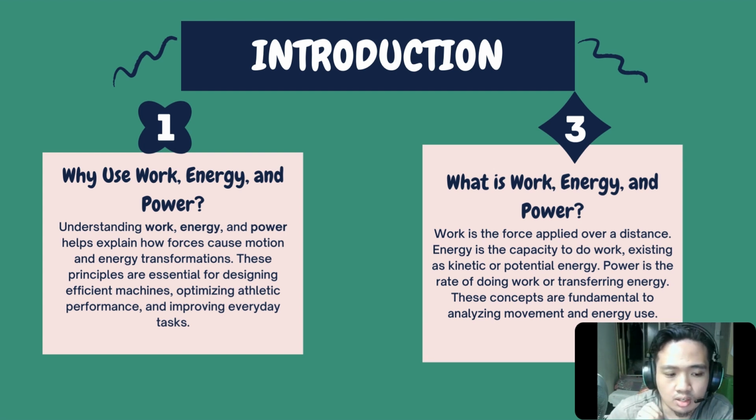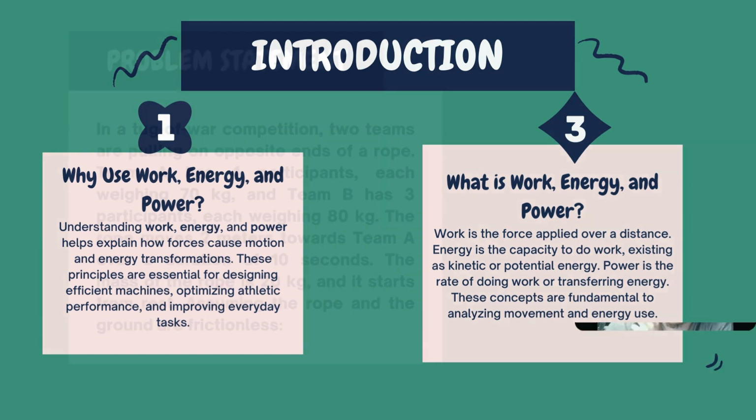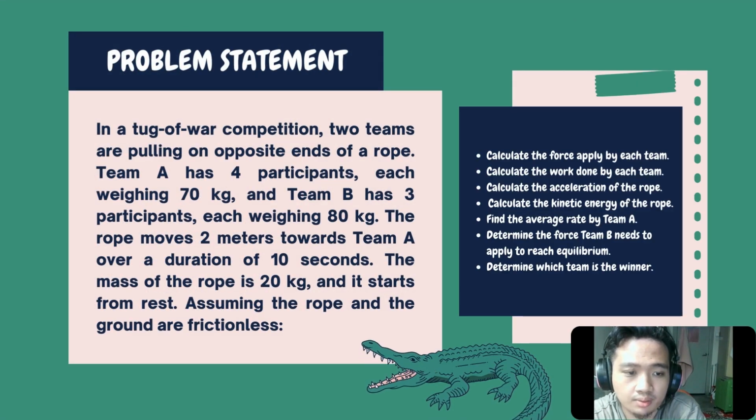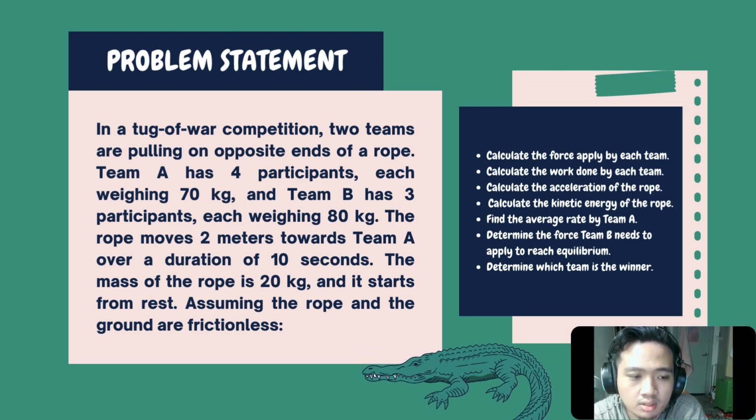And for the next part, I will talk about the problem statement. Our problem statement for this presentation is a tug of war competition. There are two teams pulling on opposite ends of a rope. Team A has 4 participants, each weighing 70 kg, and Team B has 3 participants, each weighing 80 kg. The rope moves 2 meters towards Team A over a duration of 10 seconds. The mass of the rope is 20 kg, and it starts from rest. We can assume the rope and the ground are frictionless.